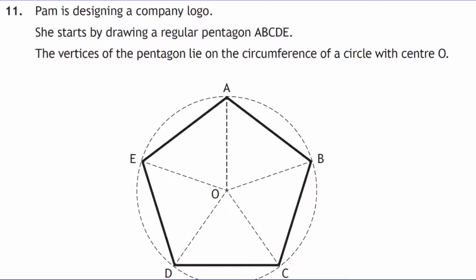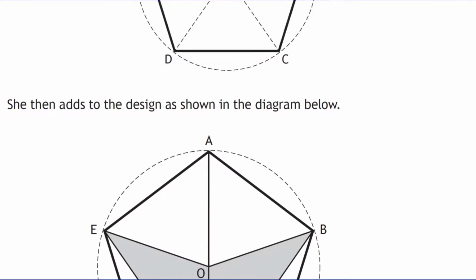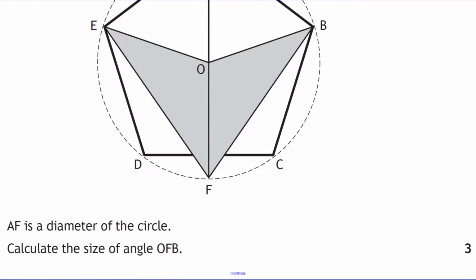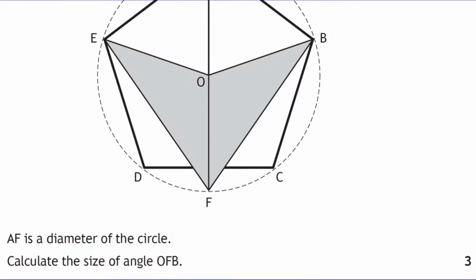Question 11. Pam is designing a logo. She starts by drawing a regular pentagon. The vertices of the pentagon lie on the circumference of a circle with center O. We've got the diagram here. She then adds the lines as shown to the diagram. Okay. Calculate the size of angle OFB. Okay, looks like a little kind of geometry angle work here.